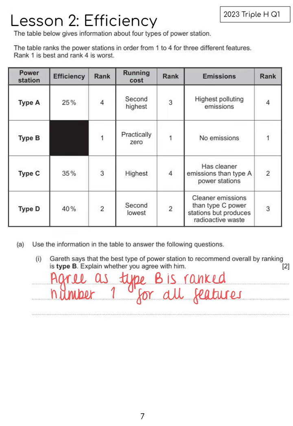Do we agree? And if we have a look at type B, we haven't got the efficiency, but we know it's the best. So the ranking here means this will be the best one and this will be the worst efficiency. It's got a practically zero running cost, which is the best out of all of these, and the emissions, it's got no emissions, again putting it the best. So you just have to make sure you word this carefully. You want to say you agree, because type B is number 1 for all features.